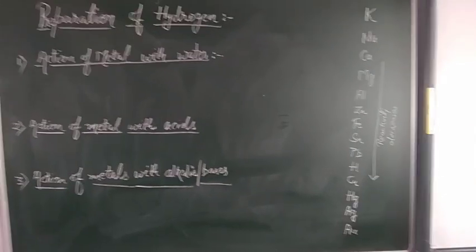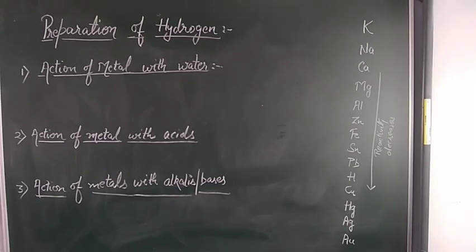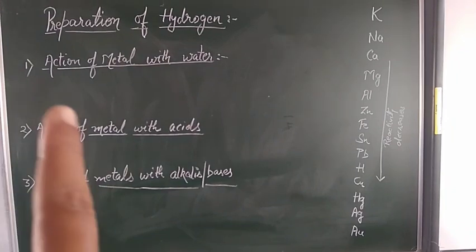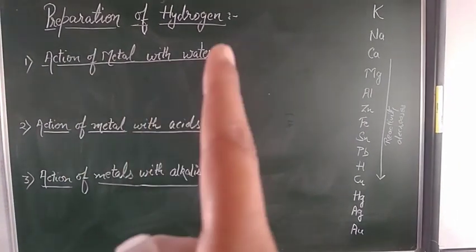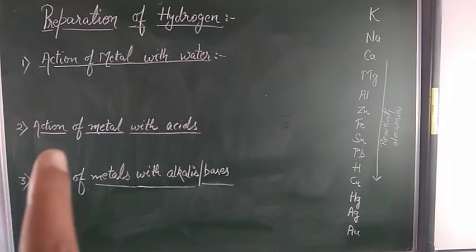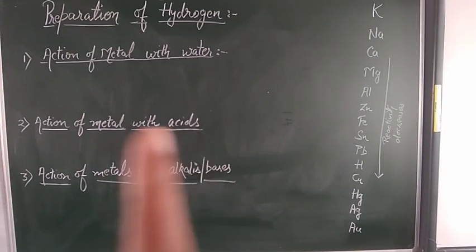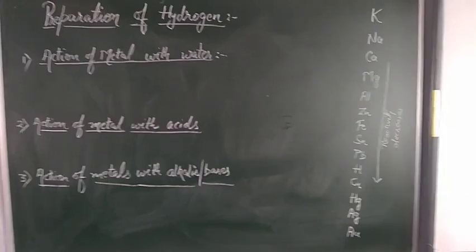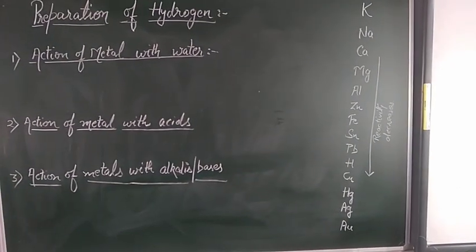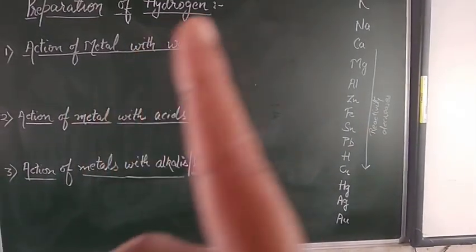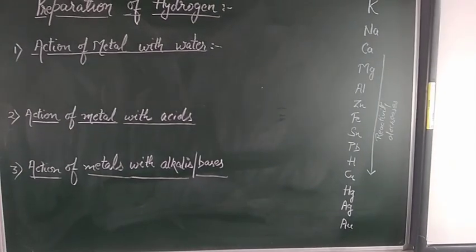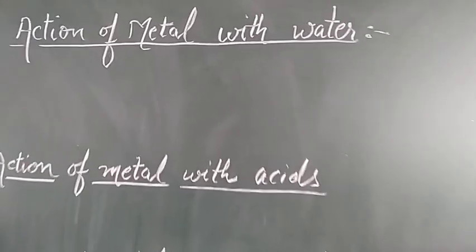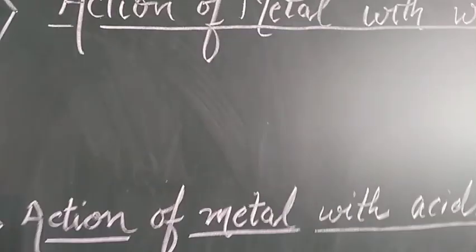So how can we prepare hydrogen? Here we will start with the general methods: first, action of metal with water; second, action of metal with acids; and then action of metal with alkalis or bases. We will take the metal and react it with the first, water. So let's initiate. What happens when metal reacts with water, and how does hydrogen gas form?